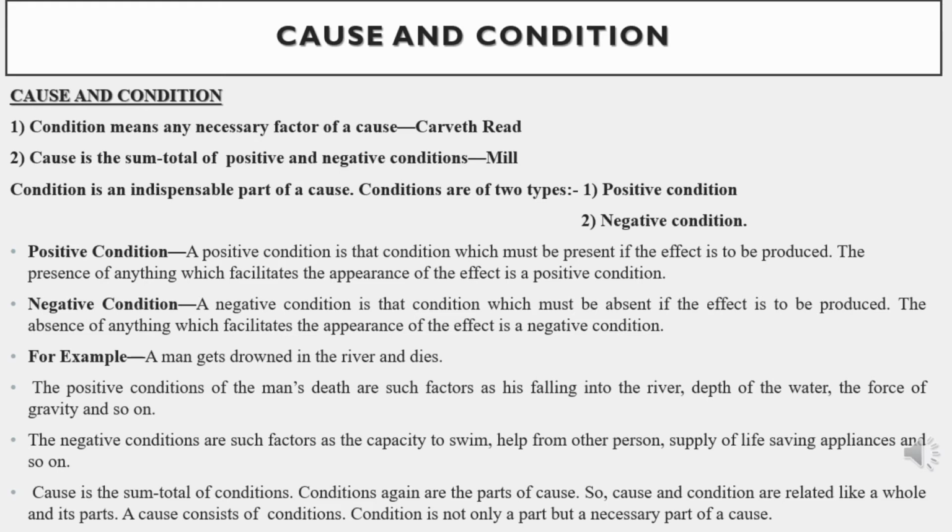Cause is the sum total of conditions, and condition is an indispensable part of a cause. Conditions, again, are the parts of cause. So cause and condition are related like a whole and its parts. A cause consists of conditions. A condition is not only a part but a necessary part of a cause.